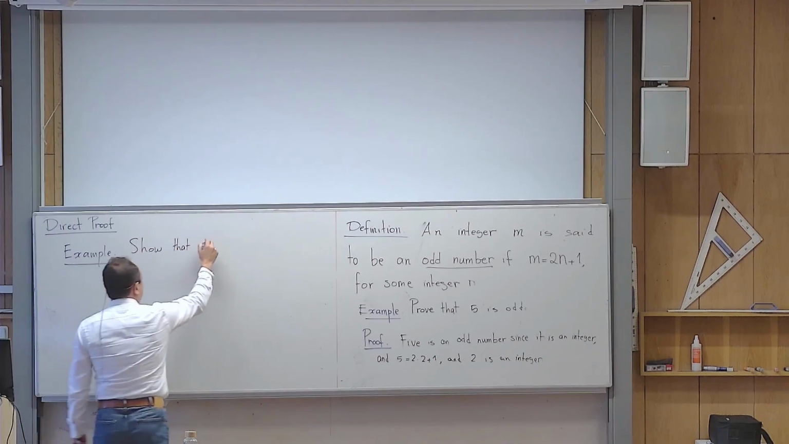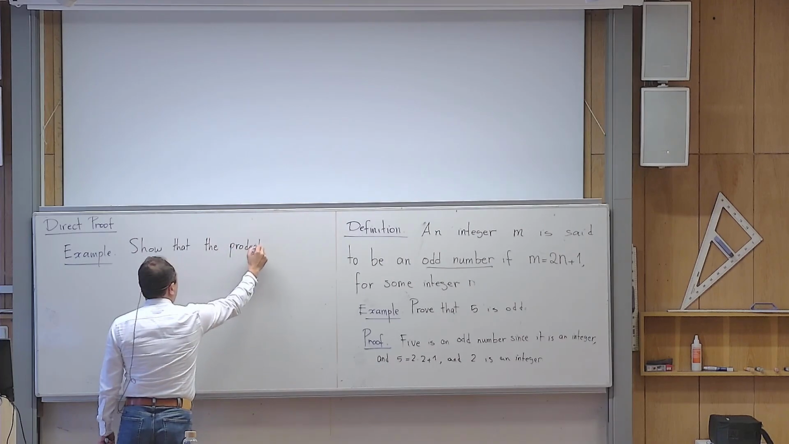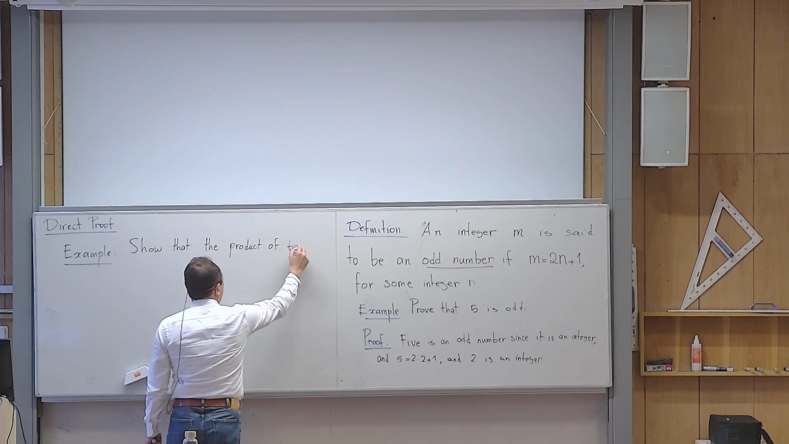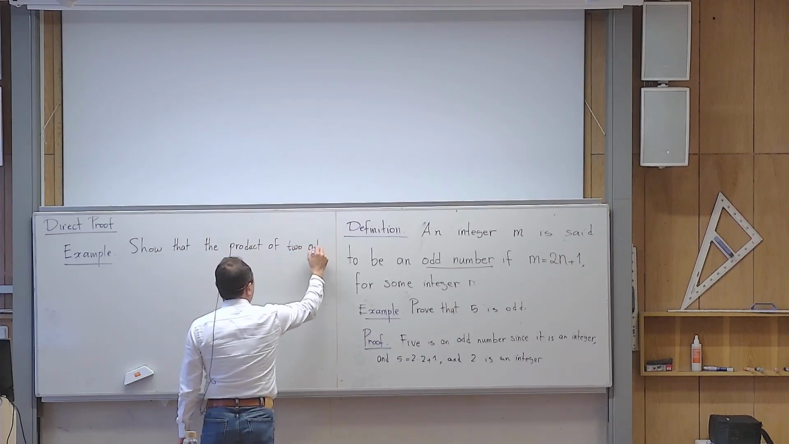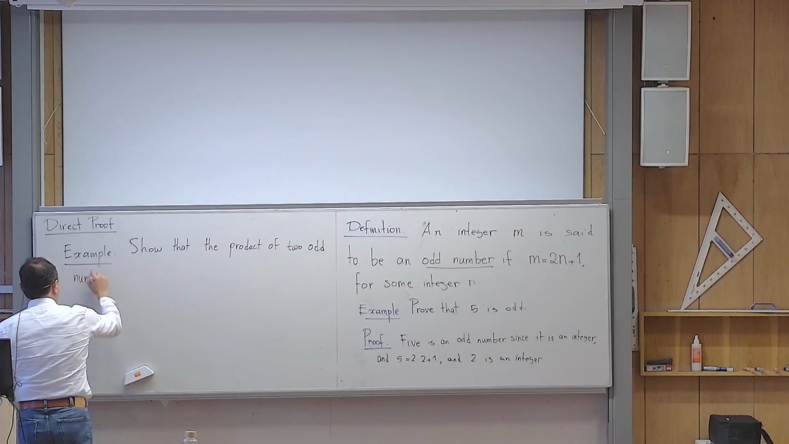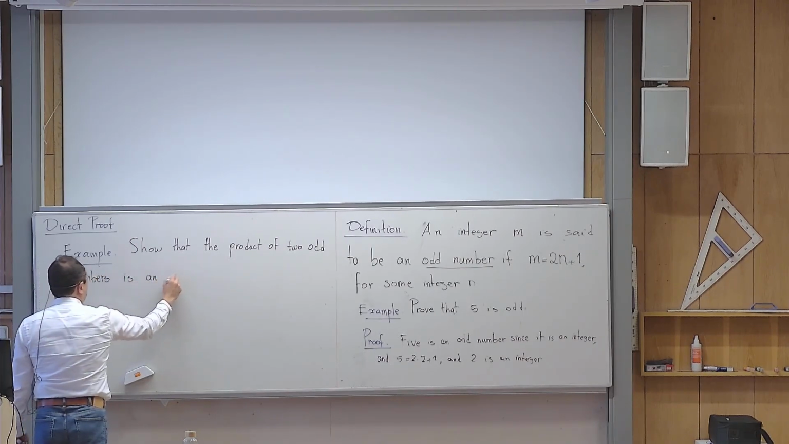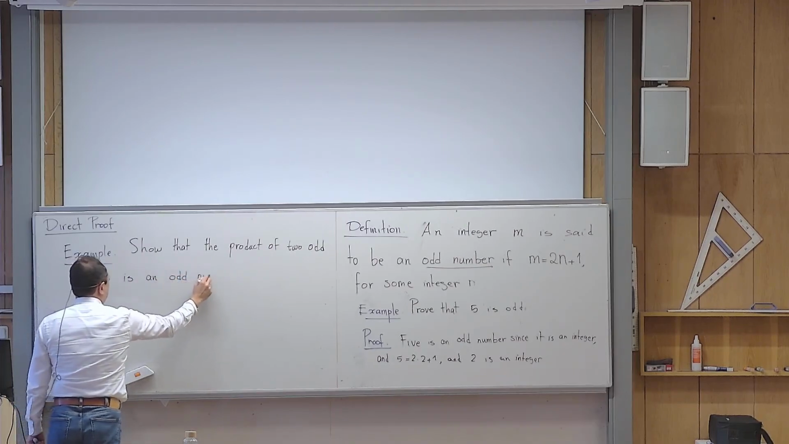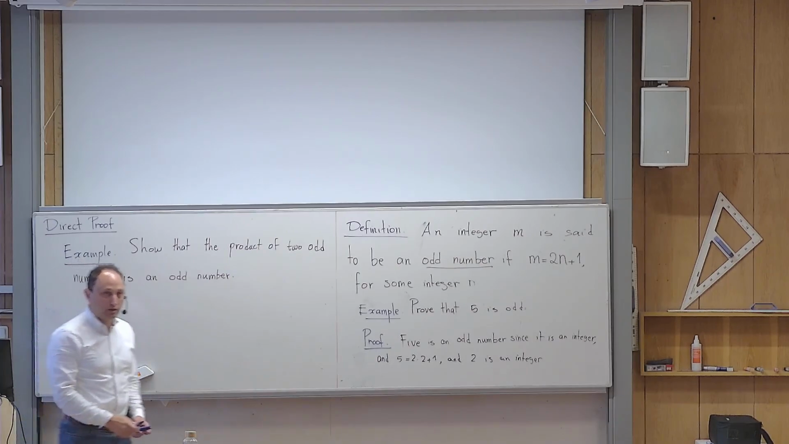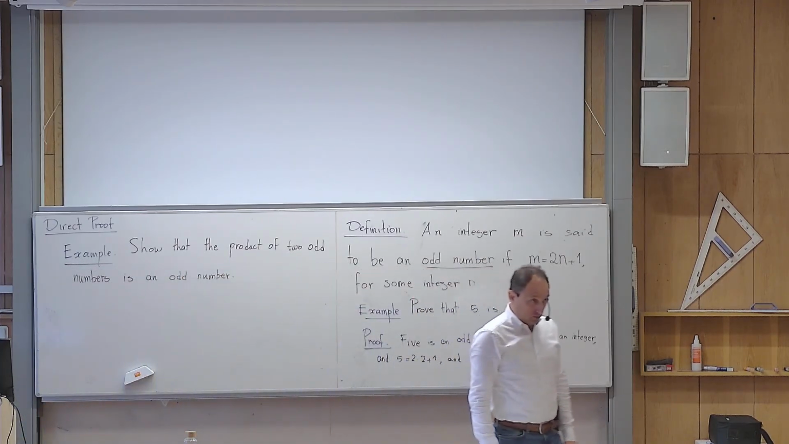the product of two odd numbers is an odd number. Okay, so that's another example. Okay, I want to hear from you. How do you do the proof?